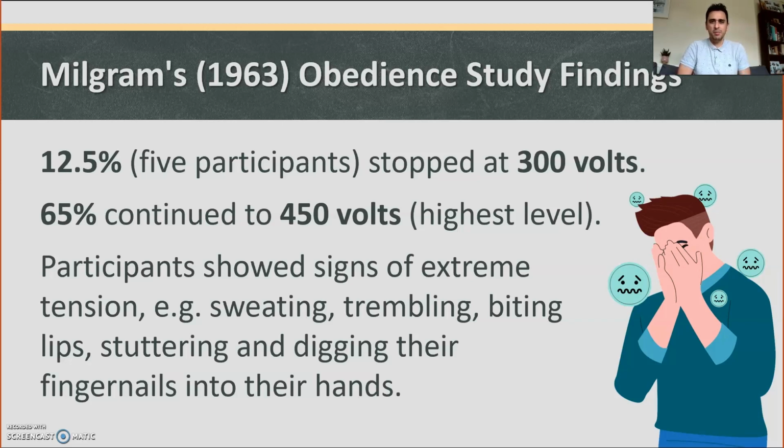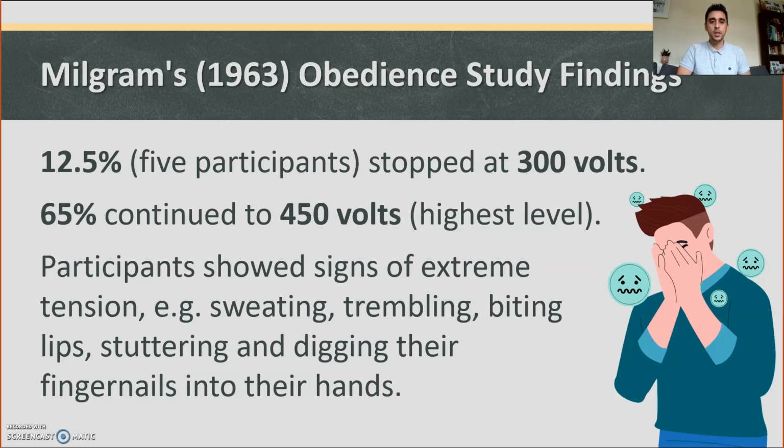Experts who saw this study predicted maybe 2, 3, 4, 5% of people would go all the way to the top. They'd be like, no, people won't randomly give people severe electric shocks just because somebody's asking of them. No, that's not true. 65% of participants continued to give electric shocks to the highest level. Severe shocks that would in reality potentially kill someone.